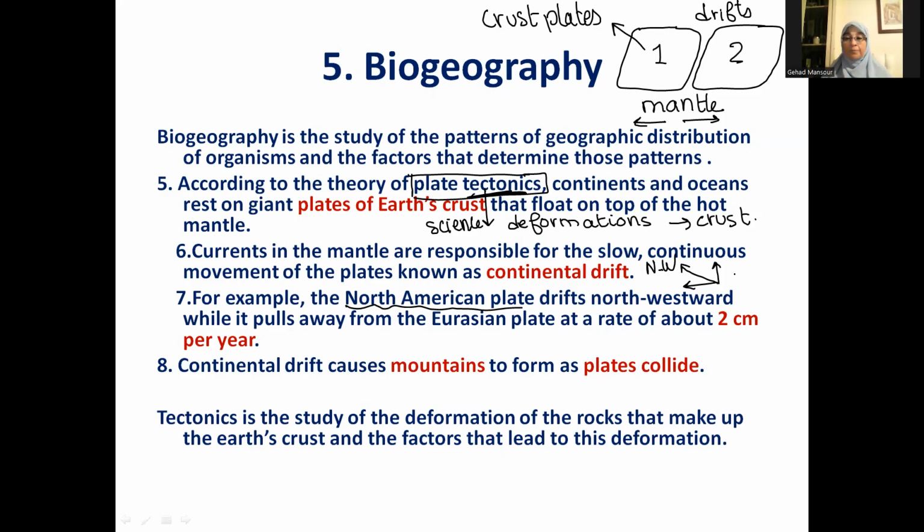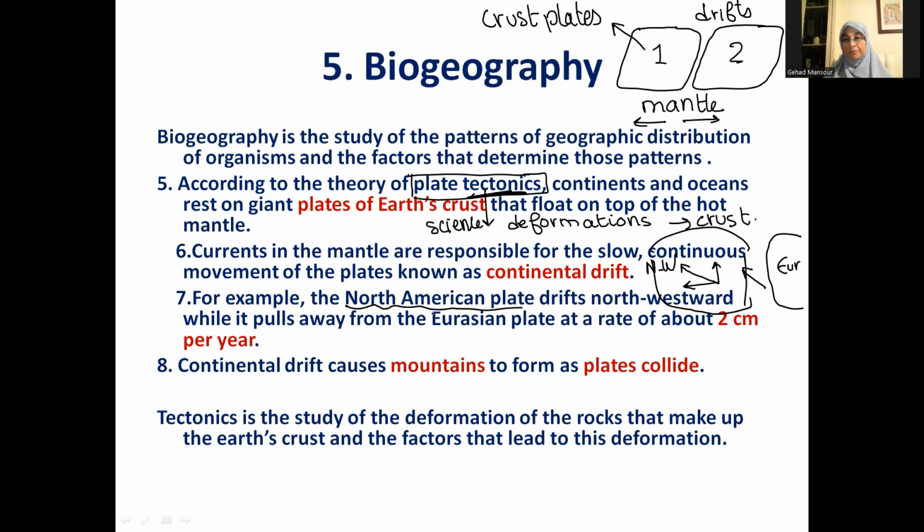And while shifting northwestward, it is pulled away from the Eurasian plate, because if this is, for example, North America, and here we have Europe, there is a shift of about 2 centimeters per year northwestward. This is what we call continental drift. Sometimes continental drift results in the formation of mountains.